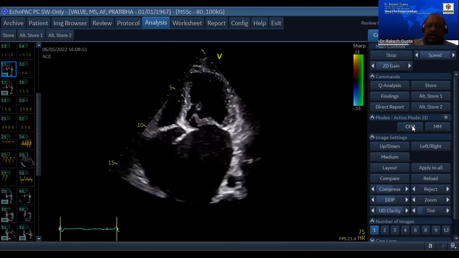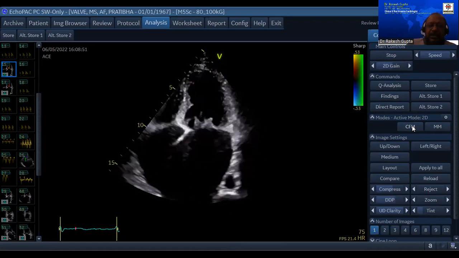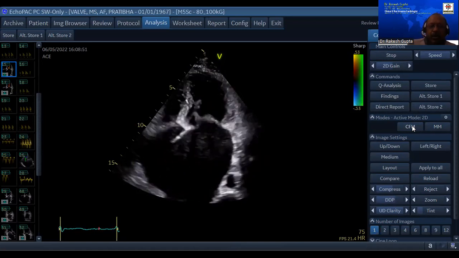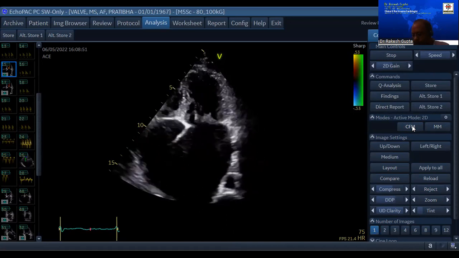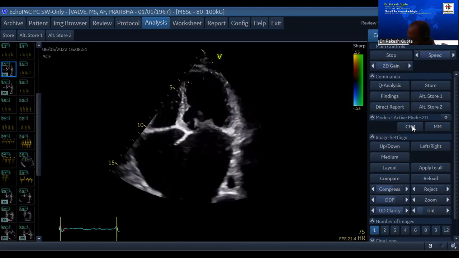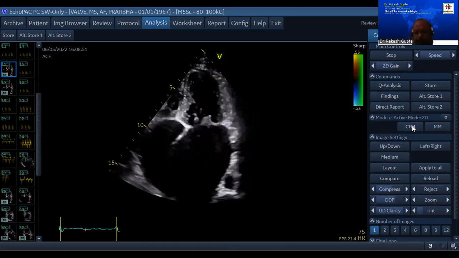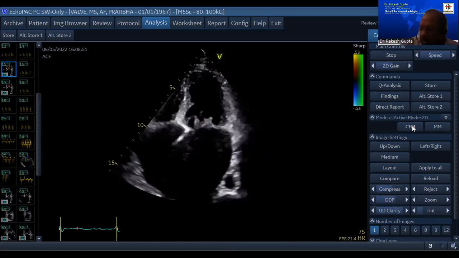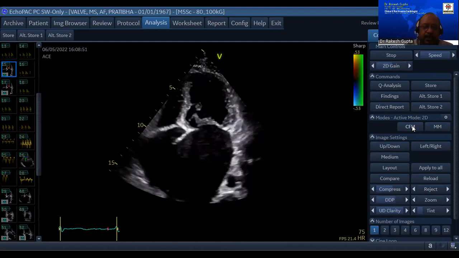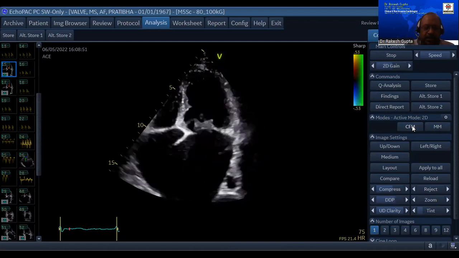There is thickening of leaflets, restriction of cusp motion. What else? Jet area. We have not come to jet area as said. You said then color flow mapping mosaic pattern is there. Fine. So let's move on to the next person.